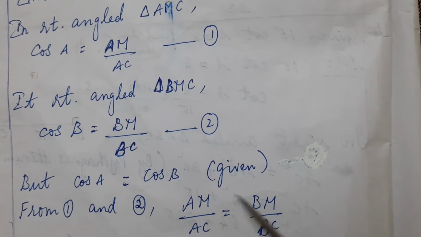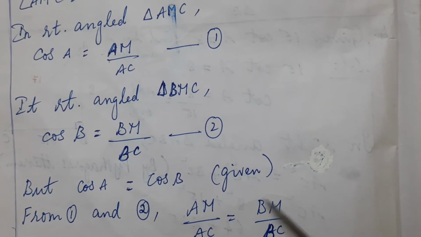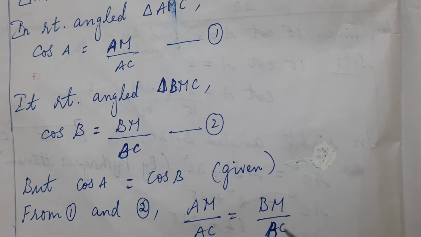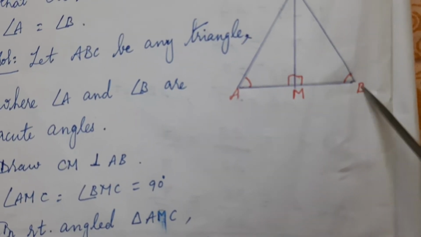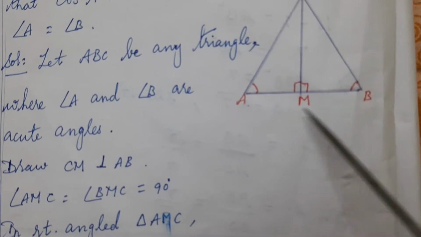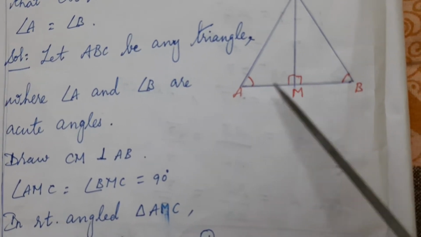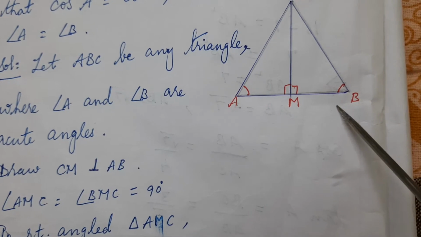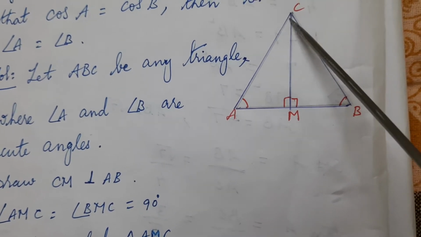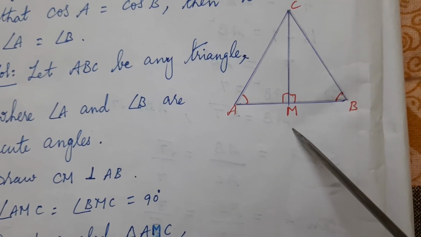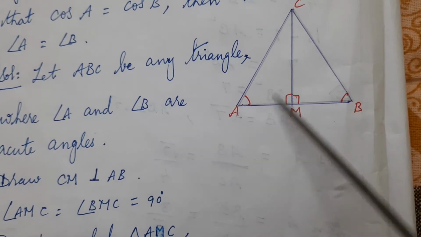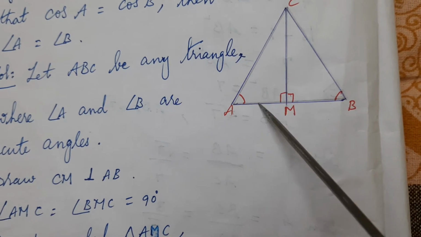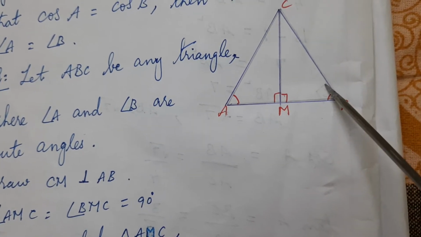So now I can bring this equal to this, and I can just write AM by BM is equal to AC by BC. That means here AM by BM is equal to AC by BC. That means the sides are in proportion. So now automatically if this by this is equal to this by this, then CM by CM will be equal. So all the three sides are in proportion, which means these two triangles are similar to each other.